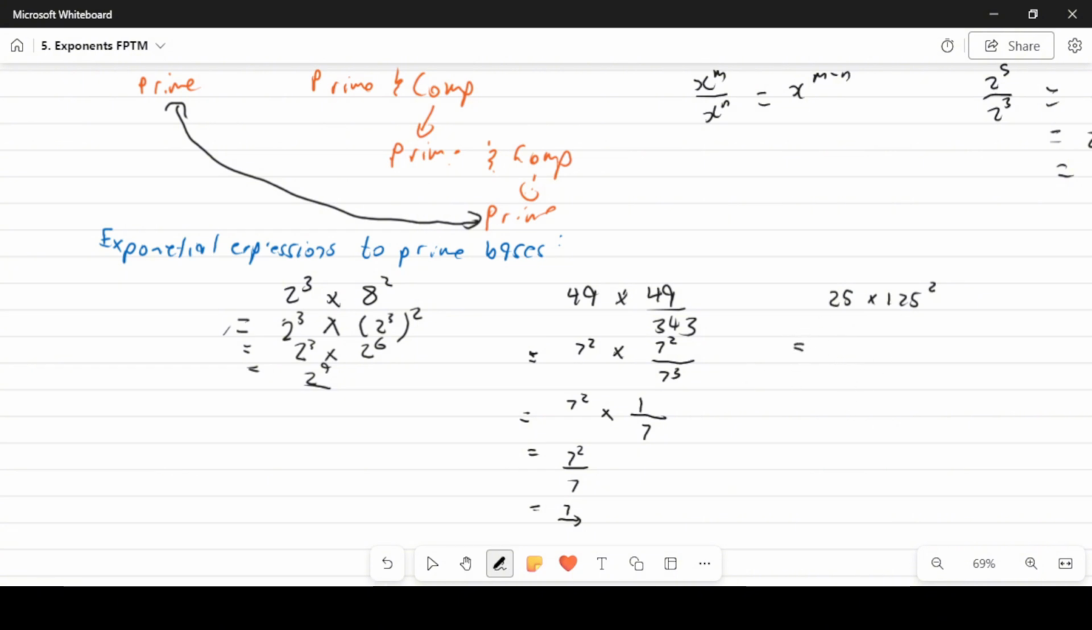So 25 can be re-represented as 5 squared. Multiplied by 125 is 5 cubed. But we have to include that 2 there, isn't it? Right. So now we have 5 squared multiplied by 5 cubed squared. Whenever you're raising a power to another power, multiply the powers. So it'll be 5 to the power, 3 times 2 is 6. Whenever multiplying powers with the same base, add the indices. It'll be 5 to the power 8. And that's how we solve the problem.